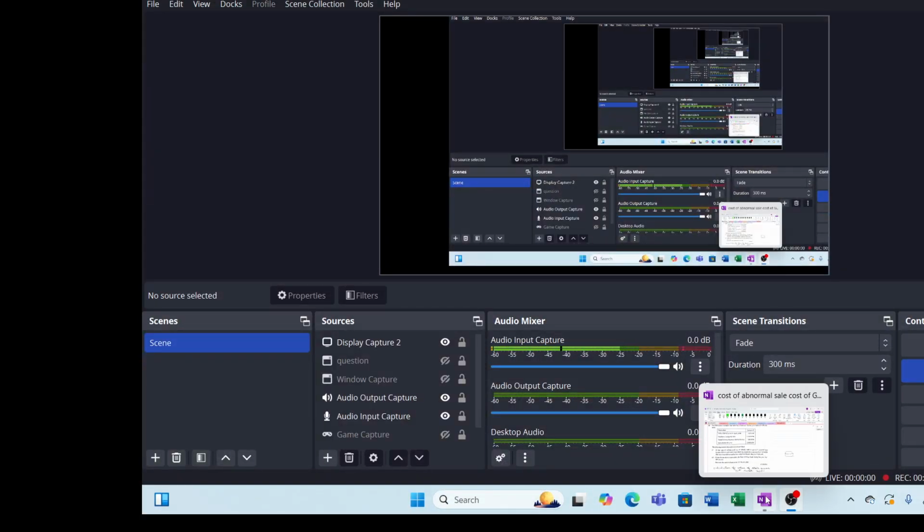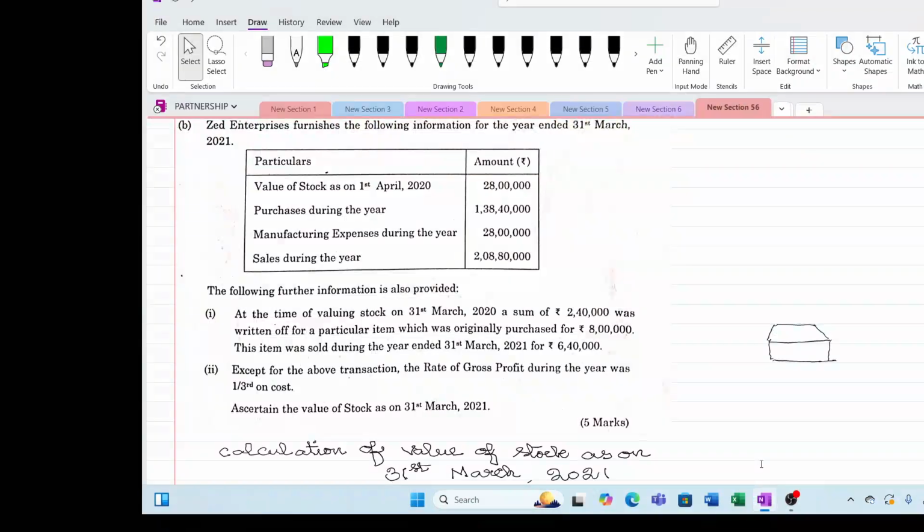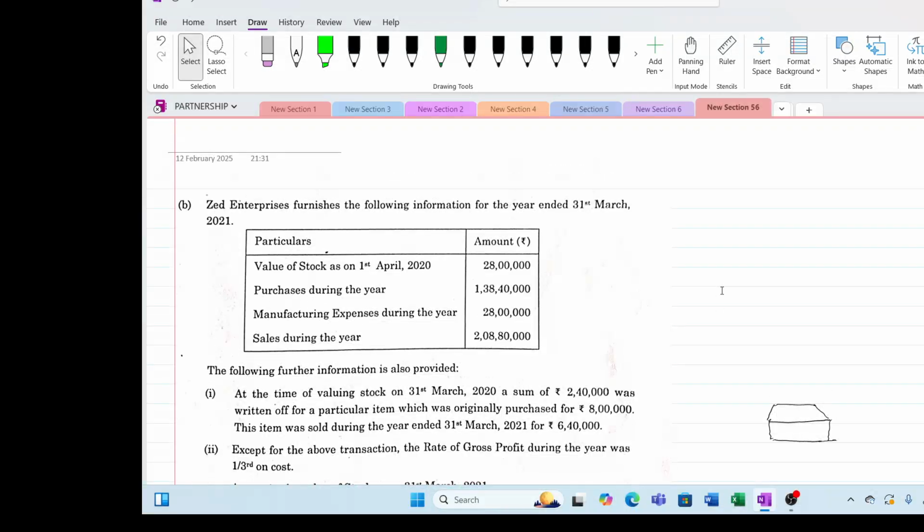Today we are going to see sum number 2B of June 22 of CA Foundation on inventory valuation. It is a very simple sum. Some of you may not be able to get it, so I am here to explain the sum. Hope you will be able to understand it.